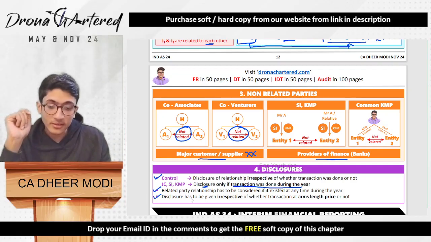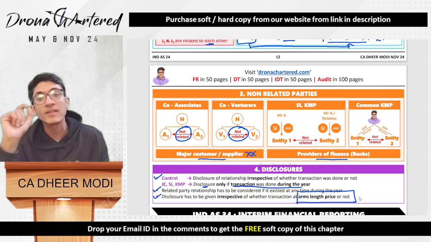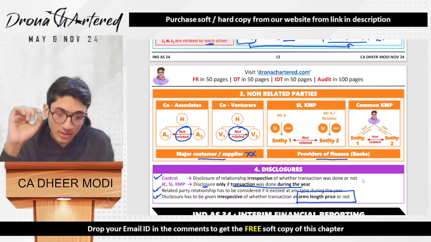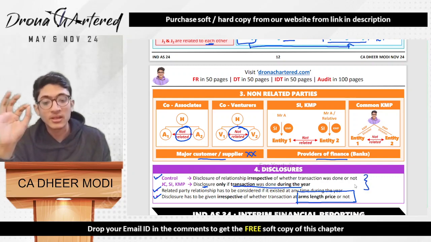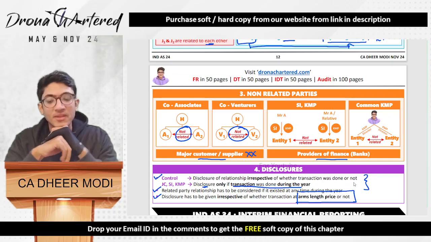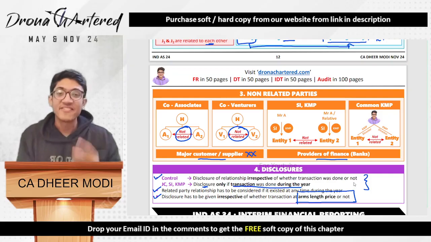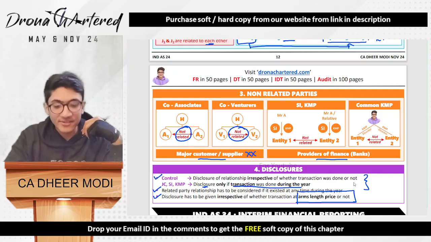And last is disclosure has to be given irrespective of whether the transaction is at arm's length price or not. That means if the transaction was at fair market value or not does not matter. Disclosure as per these conditions has to be given irrespective of whatever the price the transaction has happened at. And with this, we are done with this chapter, and I will see you in the next one, that is your interim financial report.